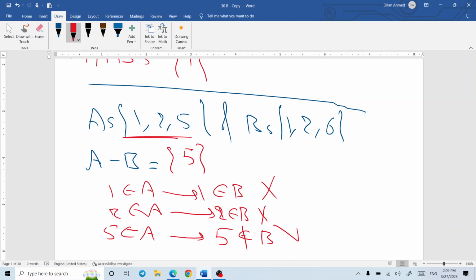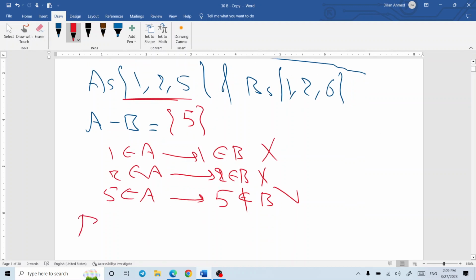Clear, dears? How about B difference A? Can you answer? It is equal to only 6. Clear?